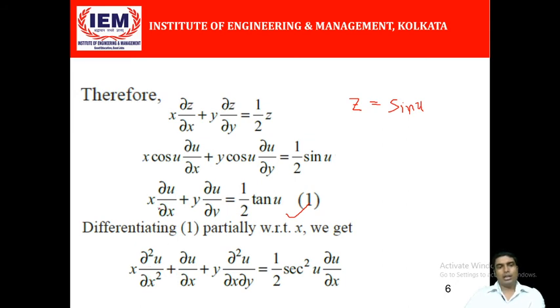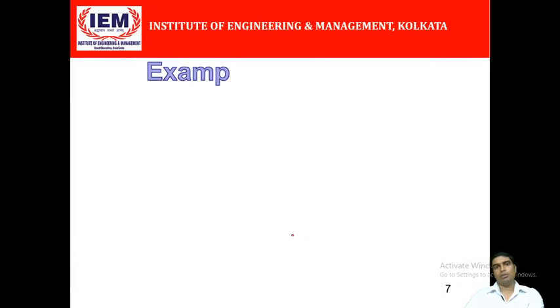Then the next one, the partial derivative of x with respect to x will be 1, so only del u del x will be there, plus y times the partial derivative with respect to x, that will be del 2 u del x del y, and the partial derivative of y with respect to x will be 0, so there is no term. And on the left hand side, the tan u derivative will be sec square u del u del x, right? Now we partially differentiate this function with respect to y. Here we differentiated with respect to x, now we do the same for y.